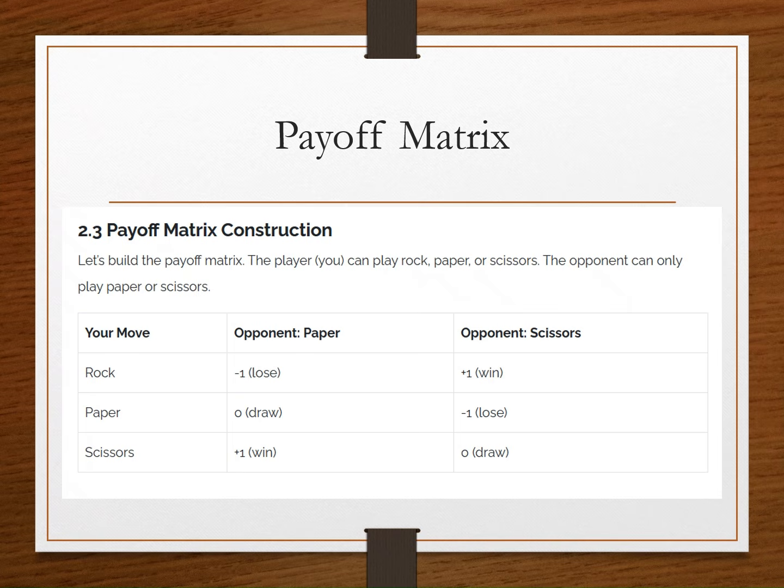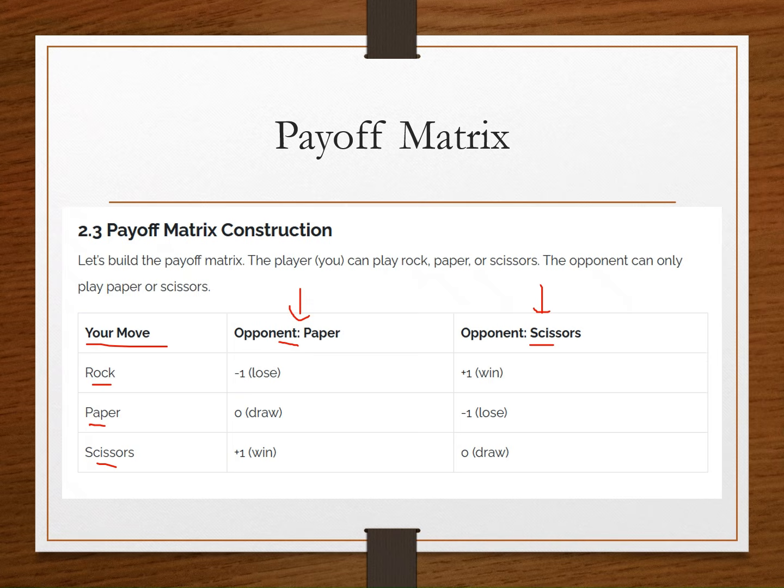Let's first create a payoff matrix to see what all of the possible values are in different scenarios. In the first column, we have our move, which is either rock, paper, or scissors. And in the next two columns, we have our opponent's move. As the question says, the opponent can play either paper or scissors. The opponent cannot play rock. So the first column is for paper, and the second for scissors.